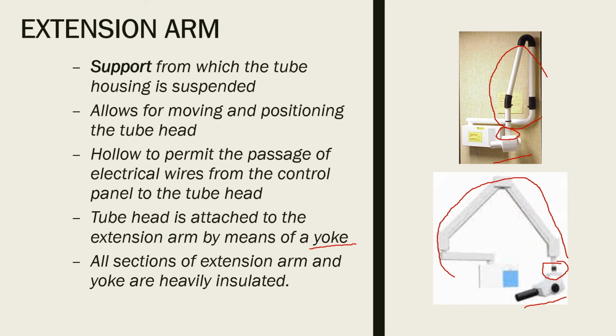As you can also see here, you will see that the extension arm provides insulation to protect the patient and operator from electric shock. So the extension arm is hollow, and inside the extension arm are all the electrical wires going from the control panel through the X-ray tube head.